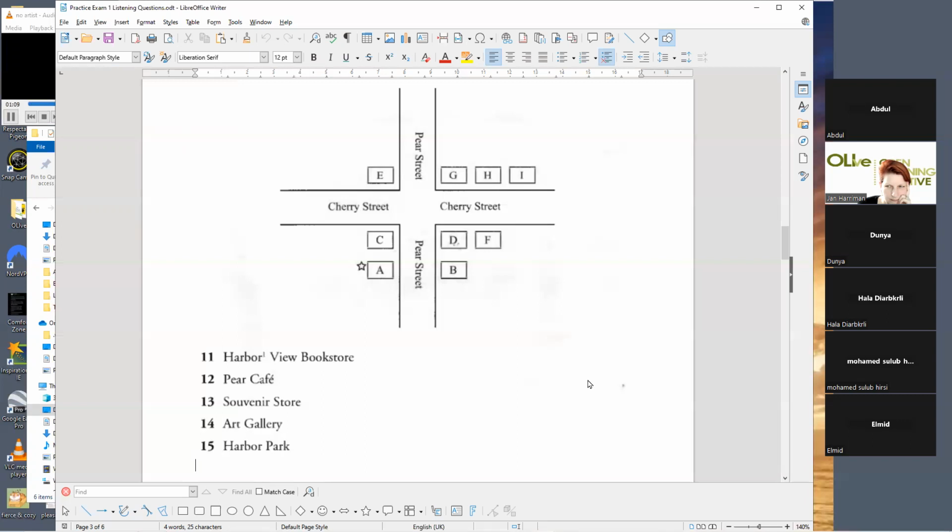there. You'll see on this map here that the shopping district consists of two streets, Pear Street, which runs north and south, and Cherry Street, which crosses Pear Street right here. Let's start our tour here on Pear Street, where the star is. This star marks the Harbor View Bookstore. It's very popular among locals as well as tourists. You can buy a range of books of local interest as well as a variety of magazines and newspapers.